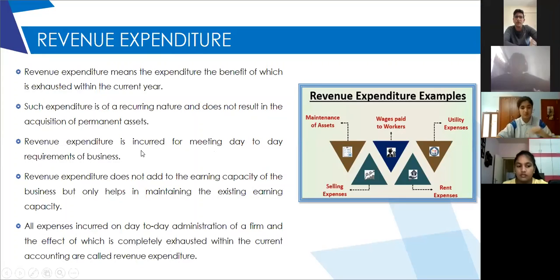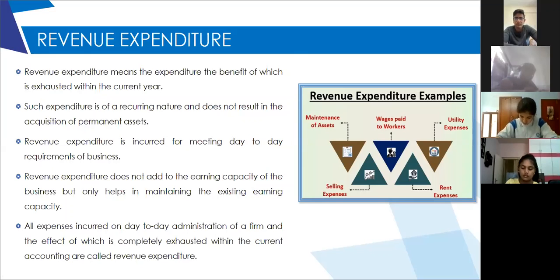Who can tell me? Recurring means what? Yes, Avani? Ma'am, it can happen again and again. Again and again. Excellent. Revenue means day to day. I'm buying raw materials for my firm. That's a revenue expenditure. Revenue expenditure, very important line, does not result in the acquisition of permanent assets. With revenue expense, I am not buying any permanent asset.